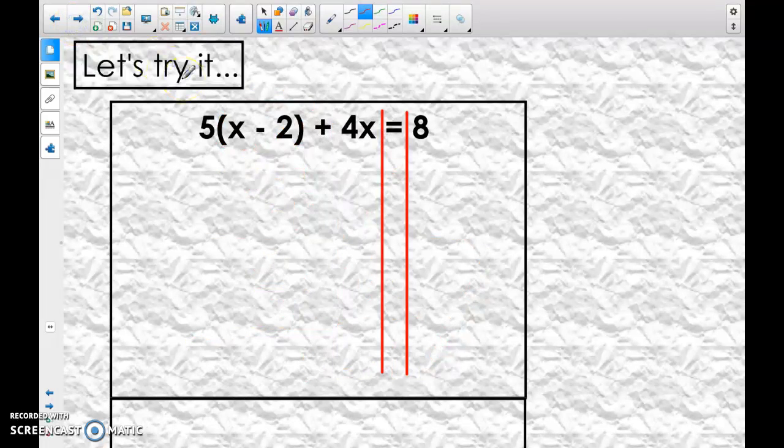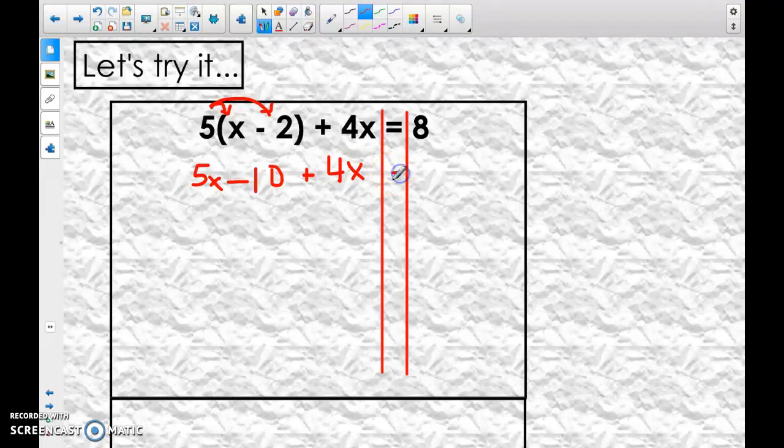Now we're getting to a little bit longer of a problem. So first step, we want to get rid of these parentheses. So again, like we've been doing, we'll start with distributive property. So now we've got 5x minus 10. And we've got this plus 4x on the end here.